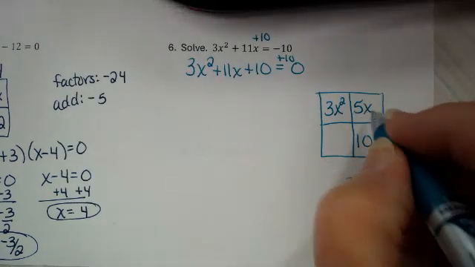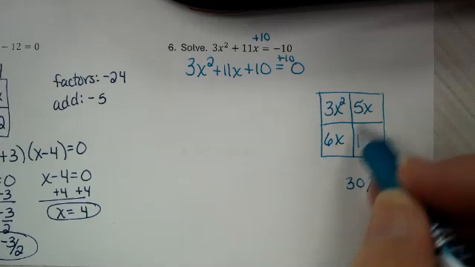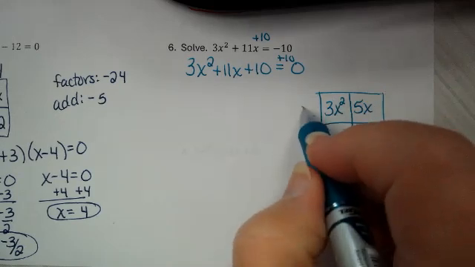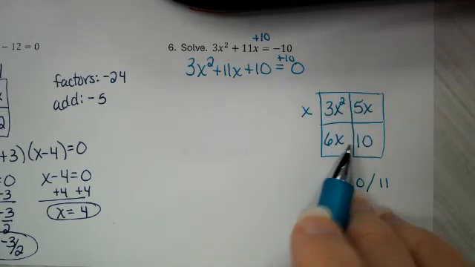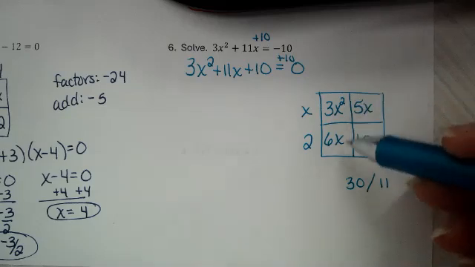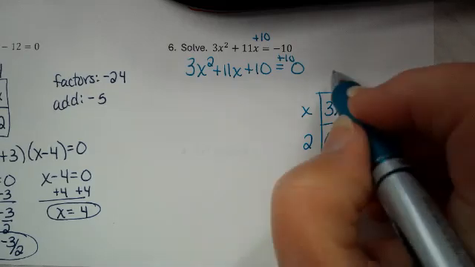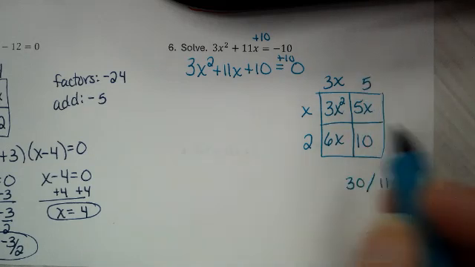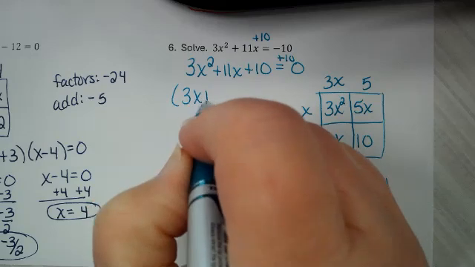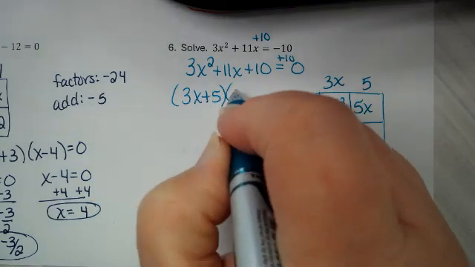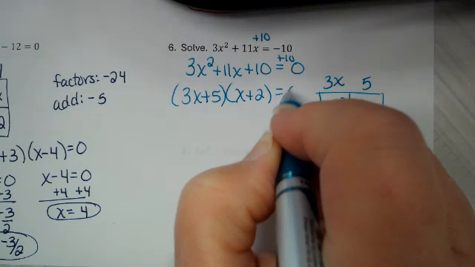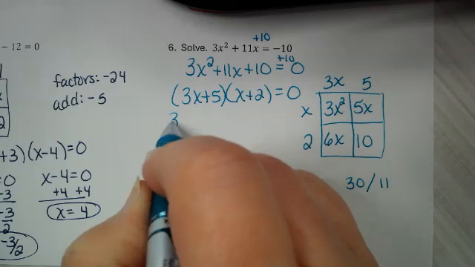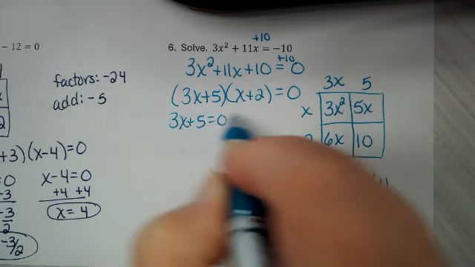So 5x and 6x. And it doesn't matter which box you put those in, the answer is going to work out. What do these have in common? X. What do these have in common? 2. What do these have in common? 3x. And 5x and 10, that would be a 5. So I'm looking at 3x plus 5 and x plus 2 equals 0. So we set each of these factors equal to 0, and we solve.